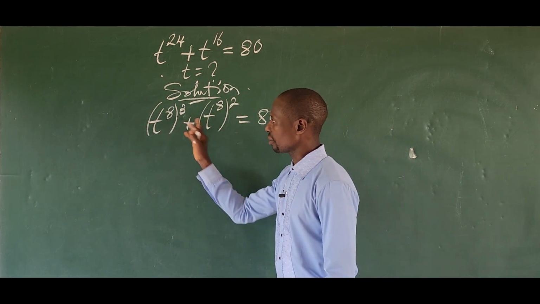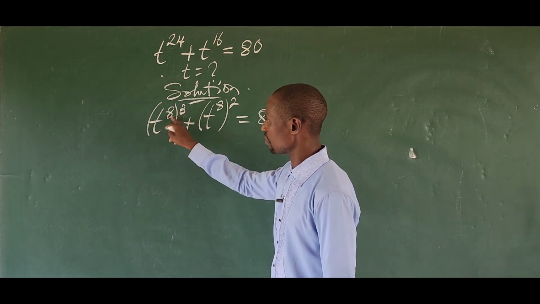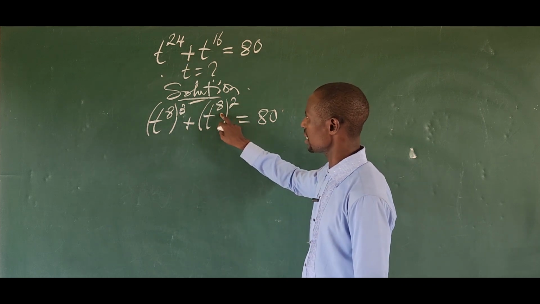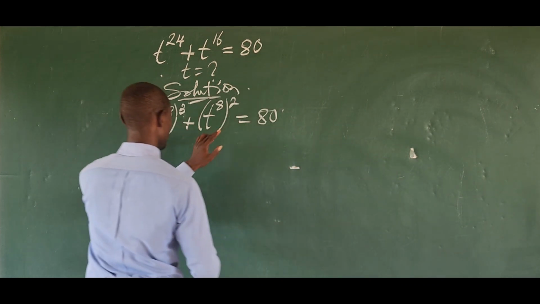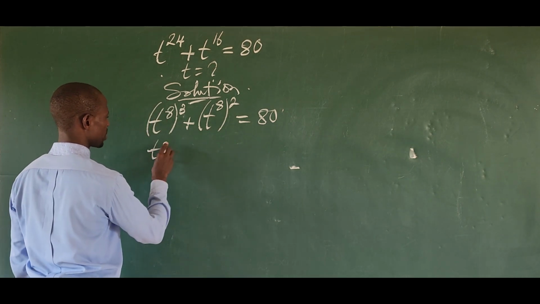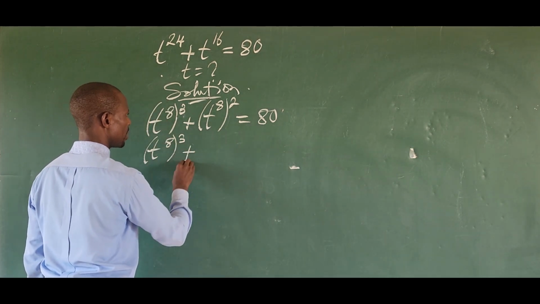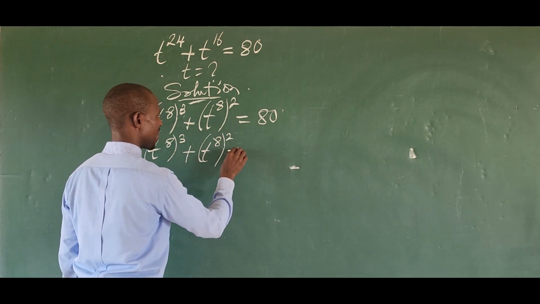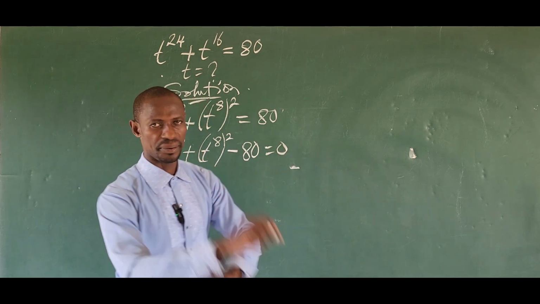According to the power law of indices, we can multiply the exponents. That will give us 24, and this one will give us 16. Good. Now move this quantity to this side of the equation. So this gives us t to the power of 8 all raised to the power of 3, plus t to the power of 8 all raised to the power of 2, minus 80, equal to 0.